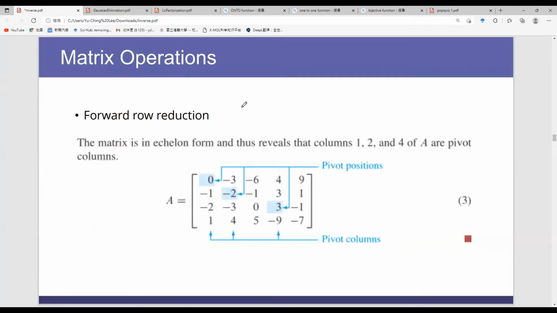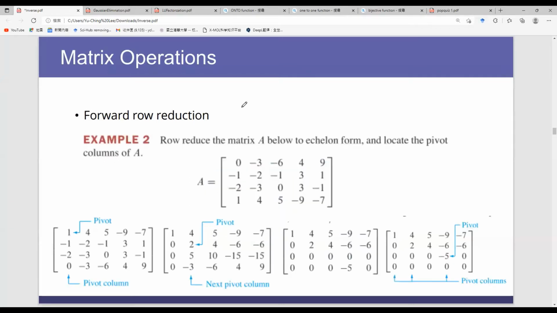The number of pivots will be always the same. There will be always 3 pivots. You will not be able to identify 4 pivots or 5 pivots in this 5 by 5 matrix. There's always 3. And you will always identify these 3 pivot positions, and 1, 2, 4 will be your pivot columns. These results are always the same. You can try different operations, but then you will always identify the same pivot positions and the same pivot columns if you follow the same procedure of forward row reductions.